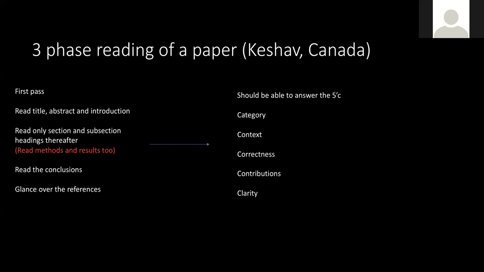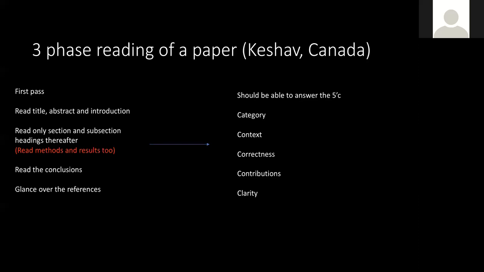Now, for overall reading, there's a very interesting concept described by Keshav from Canada. He says that we should read an article in three passes. There is a first pass, there is a second pass, there is a third pass. This paper was written with computational biology in mind, so I have modified it slightly for us to fit into research for our own head, neck, and ENT purposes.